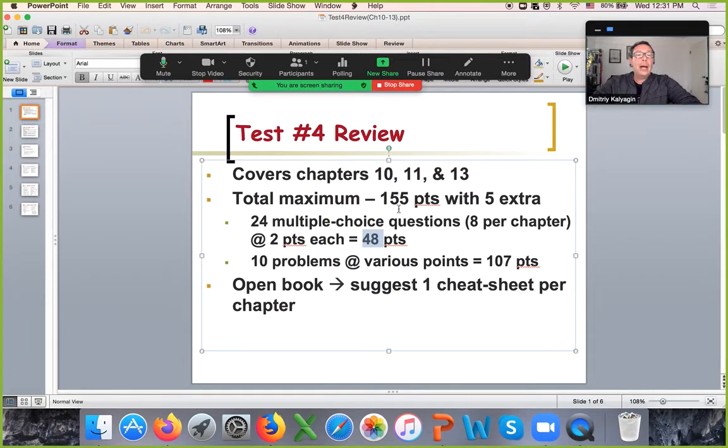And then about 107 points come from 10 problems at various points for the 3 chapters. I always recommend that even though this test is open book, you take your time studying, review this video on YouTube, and then prepare one cheat sheet, a one-sided sheet, and write down everything you need to remember, especially things you don't know or are confused about, for chapter 10, chapter 11, and then a separate page for chapter 13. It will really help you to have it in front of you when you're taking the test.